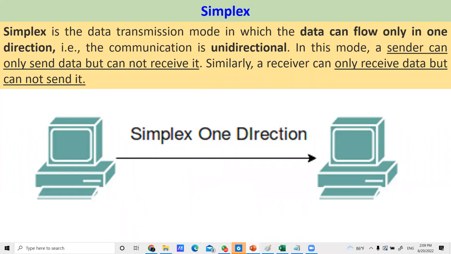Always, when we are typing on the keyboard, that particular data goes to the system unit. No data comes from the system unit to the keyboard. Therefore, data transmission always happens from keyboard to system unit, only one direction. Then think about the data transmission from system unit to monitor. Transmission always happens from system unit to monitor, not monitor to system unit. Therefore, that one is also simplex.